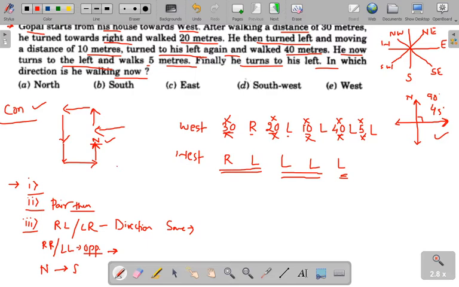Now in this note, let us now try to solve this problem. I request you to please make a note of this 1, 2 and 3 points. So he started from west. The first pair is right and left. So whenever the pairing is right and left, there is no change, and the west will remain west. Now the second pair is left and left. So whenever the pairing is left and left or right and right, the direction will be opposite. It means this west here will now become east.